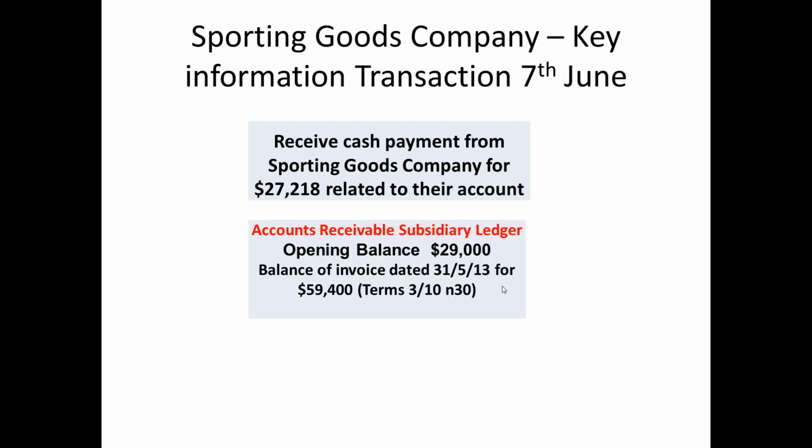So in other words, if they pay within 10 days, they'll get a 3% discount. Let's look at what has happened here. On the 31st of the 5th, we made a sale of $59,400 on credit. On that same day, they paid off $30,400. Now that's not going to typically happen, but in this case they have. So they've left a balance of $29,000. So when they pay off that $29,000, they'll get the discount for the full amount of the $59,400.